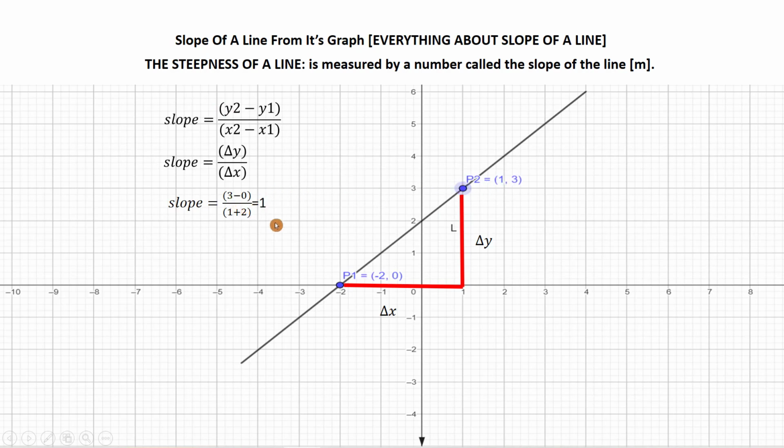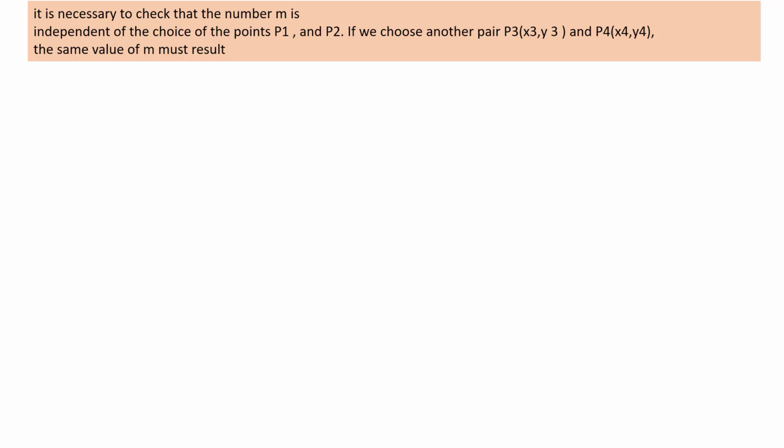y2 equal to 3 minus y1 which is equal to 0, so 3 minus 0. And x2 equal to 1 minus x1 which is minus 2. Minus minus 2 will be positive. So 3 minus 0 over 1 plus 2 equal to 1. Also, we have to know that the slope of a line doesn't depend on the choice of the points. If you choose any points, you have to get the same result.